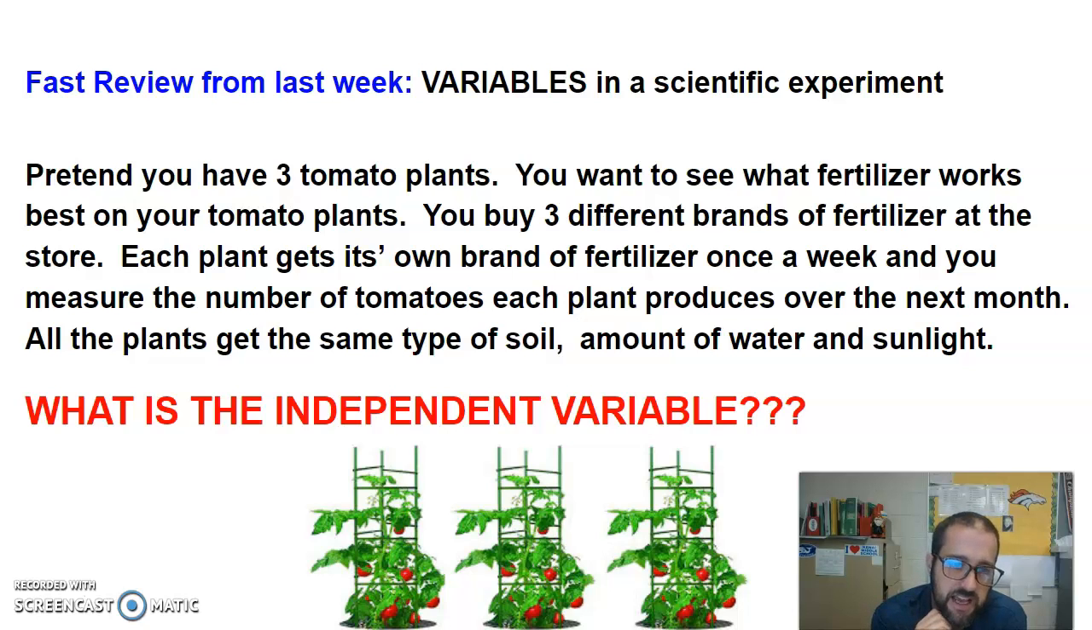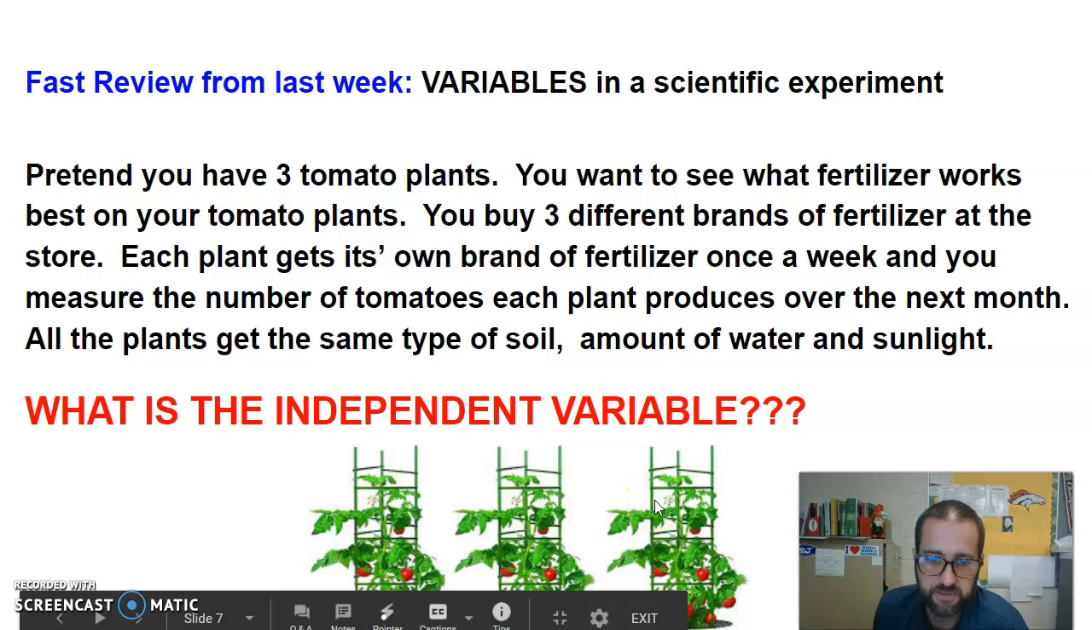Now some of you probably already have it right away. Some of you might be thinking, some of you might be lost, and that's all right. The easiest way to identify your independent variable: what are you changing on purpose? What are you giving to these 3 plants differently, deliberately on purpose? Hopefully you guessed to yourself, it is the brand or type of fertilizer. We are doing that on purpose. Each of these 3 plants gets a different brand.